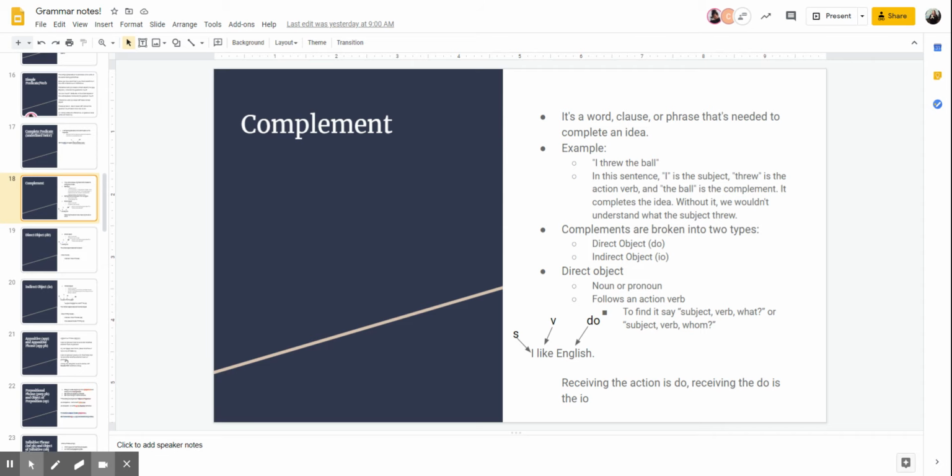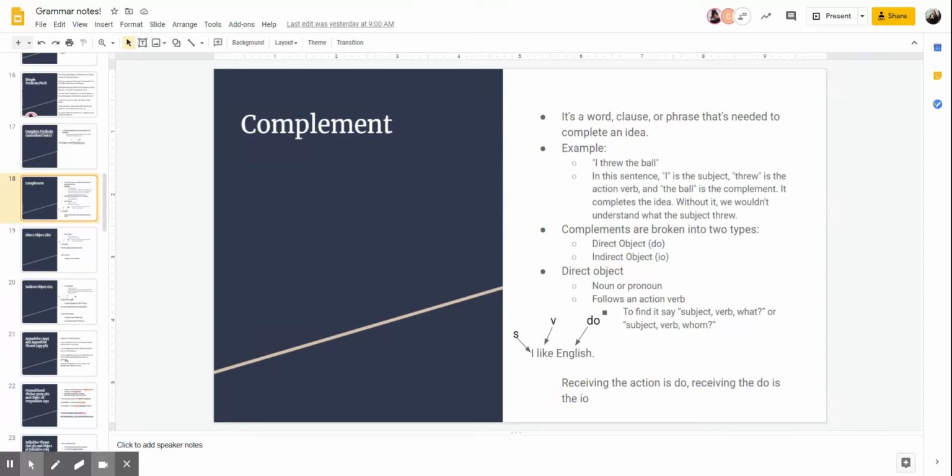A complement is a word, clause, or phrase that is needed to complete an idea. It finishes a sentence, right? I threw the ball. What did I throw? The ball. The ball is my complement. If I just had "I threw," what did I throw? You need something there to finish the idea, okay?